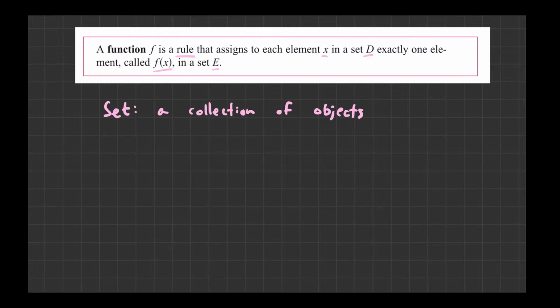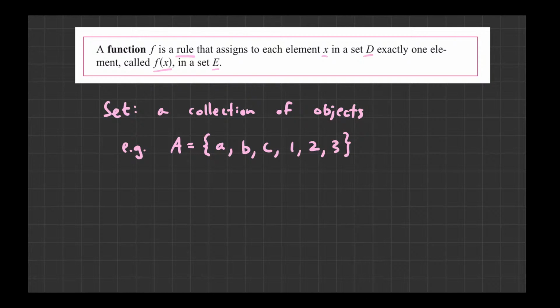Oftentimes we use numbers in sets. So a set could look something like this. So we might have a set A. A would be a perfectly valid set. And we would use curly brackets. Okay. And A, B, C, maybe 1, 2, 3. So this would be an example of a set. Those would be all of the objects that we collected in our set.